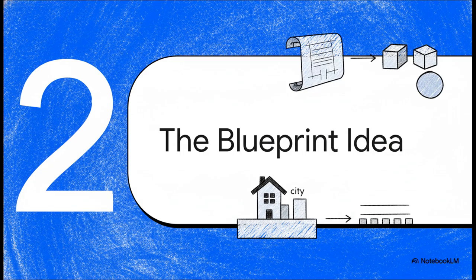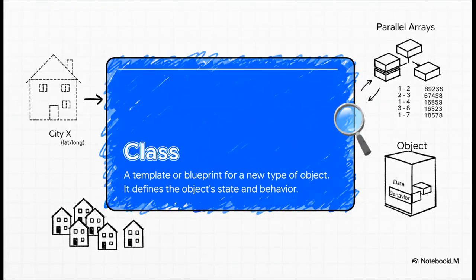The solution is the big idea behind object-oriented programming. Instead of keeping related pieces of information in separate buckets, we're going to bundle them together into one neat logical package. And that all starts with the idea of a blueprint. That blueprint is what we call a class. Now think of it like this. A class isn't the actual thing, it's the plan for the thing. It's the architect's drawing of a house. And that blueprint defines two really important things. What the house is, like its number of rooms or its color, which we call its state, and what you can do with the house, like open doors or turn on lights, which we call its behavior.